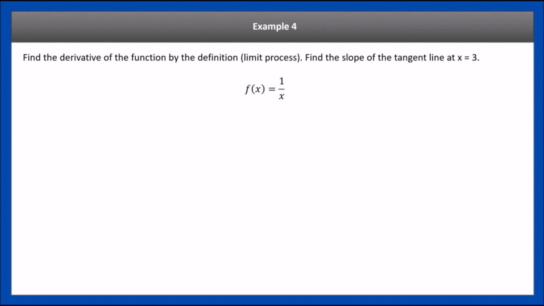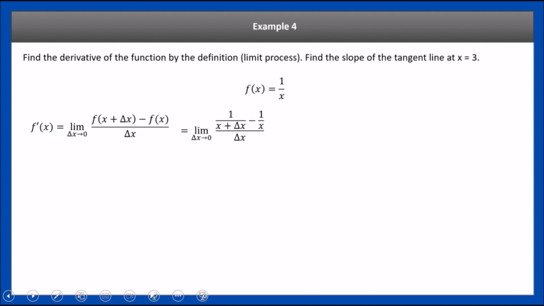So we're going to find the slope of the tangent line at x equals 3. So first we're going to try to do the first definition, and then we'll look at the second definition. So let's look at the first definition. Let's do that first. So using the first definition, we have the difference quotient stuff. And then remember, we're replacing x with x plus delta x. So we have that here, 1 over x plus delta x minus the original function 1 over x.